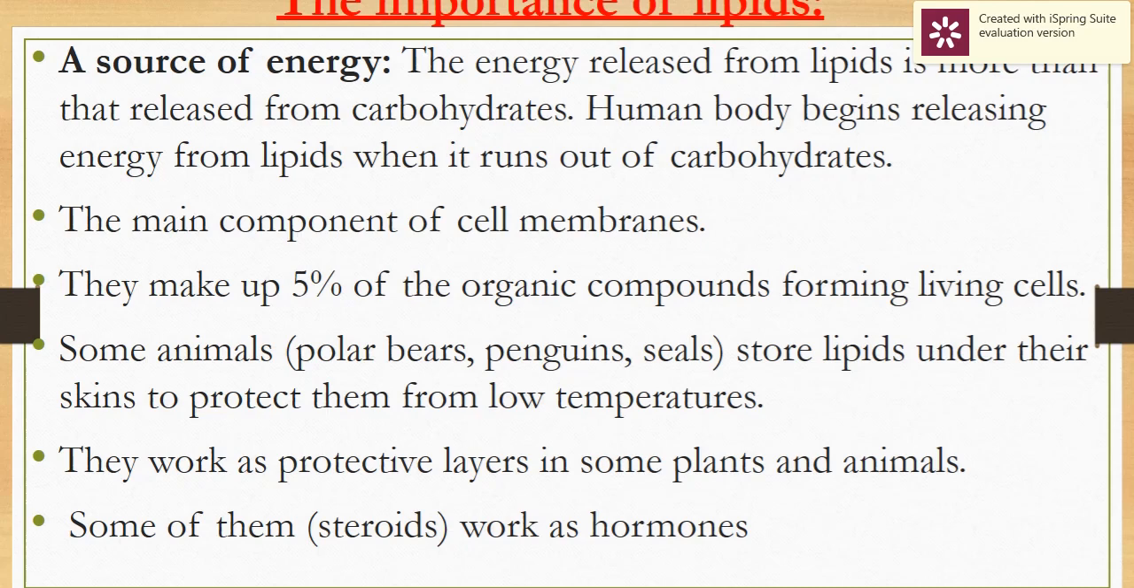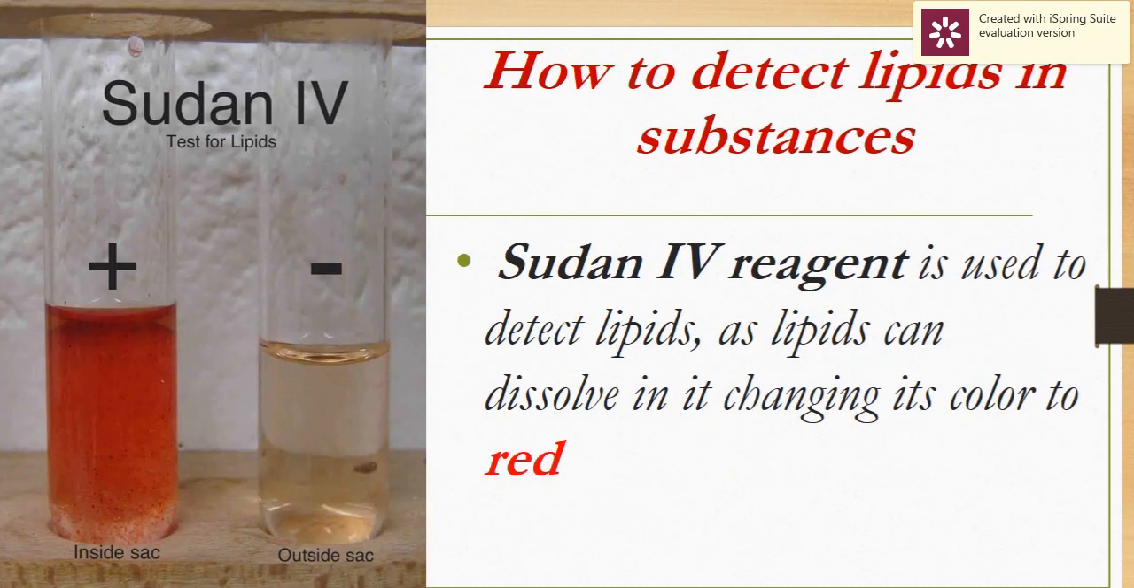The fourth importance is that it works as a protective layer, like wax. The wax covers the surface of some plants, especially desert ones, to reduce water loss by transpiration and protect them from dryness. And the last one is that it works as hormones. Lipids can work as hormones and as steroids. So these are the importance of lipids.